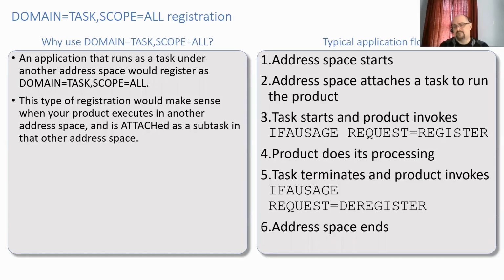And so the typical application flow here is the address space starts and it attaches a task to run this other product. The task is going to start, and the product is going to invoke IFA usage request equals register, do some processing, and as part of the task at the end, as the product is exiting, invoke IFA usage request equals deregister, probably right before the task gets detached, and then the address space ends.